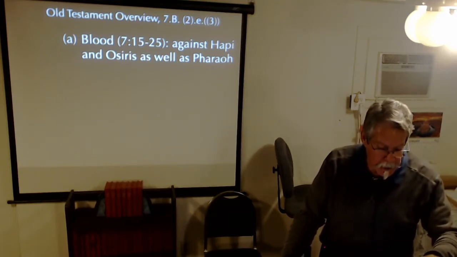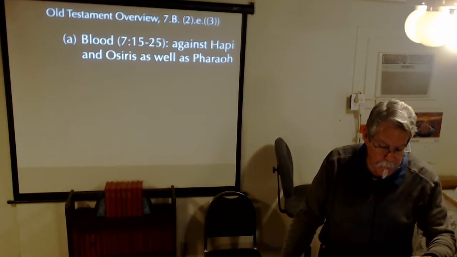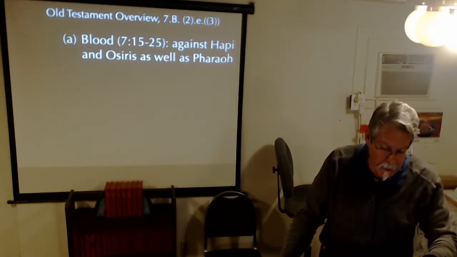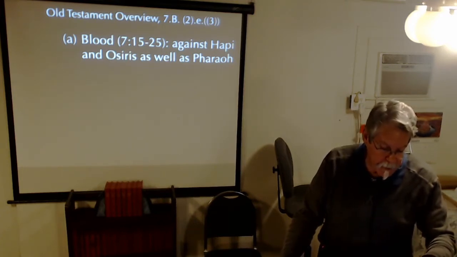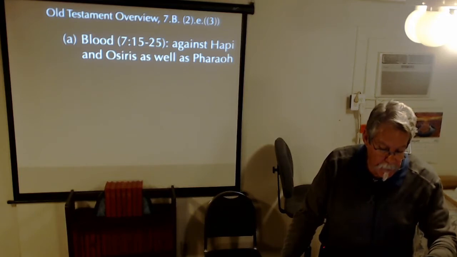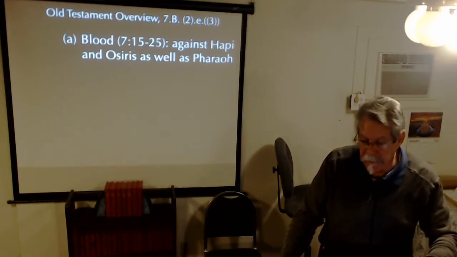We saw the first plague was blood. We saw that the Nile was turned into blood, and that's chapter 7, verses 15 through 25. Judgment upon the river, that's deified on occasion as Hapi, H-A-P-I, the giver of life, which causes the annual flooding of the Nile that deposited the rich silt in the fertile soil. So we see that we are starting to see the attacks on the Egyptian gods.